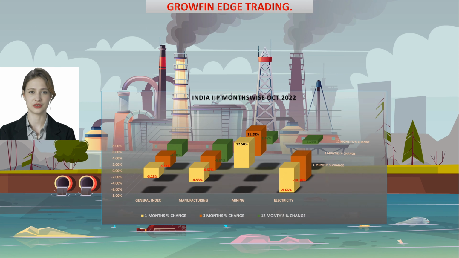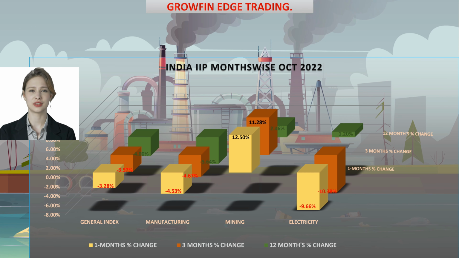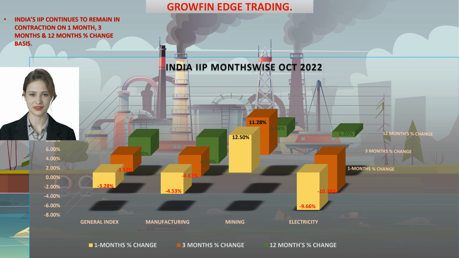Looking into details month-wise. India's IIP decreased by -3.28% in October 2022 on 1 month percent change basis, and importantly on 3 months percent change basis it decreased by -3.57%, while on 12 months percent change basis, it decreased by -4% in October 2022, indicating IIP continues to remain in contraction on 1 month, 3 months and 12 months percent change basis.